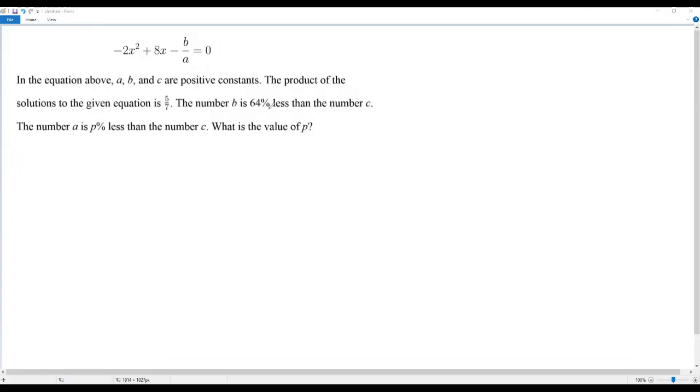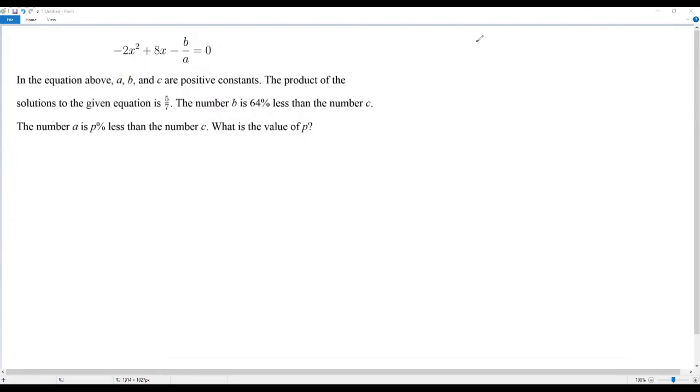The number b is 64% less than the number c. The number a is p% less than the number c. What is the value of p? Okay, here we have a quadratic equation in standard form. When we have a quadratic equation in standard form, there is a formula to get the product of the two solutions. I mean the product of the two values of the variable x in this equation.